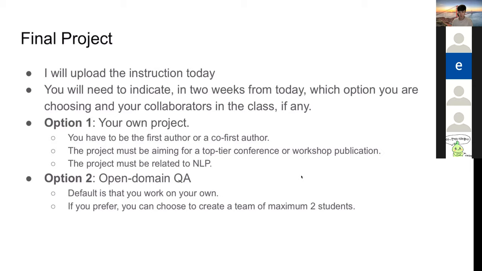So you have two options. Option number one, your own project. By the way, this accounts for 40%, but you can choose to make it 0% by doing all the assignments. We'll have four assignments, but if you choose this 40%, then you will only have to do two assignments of your choice.